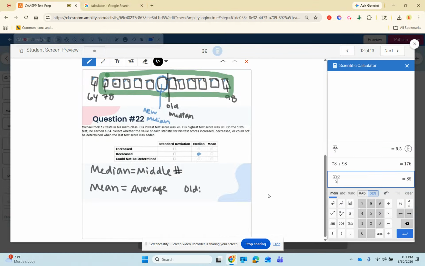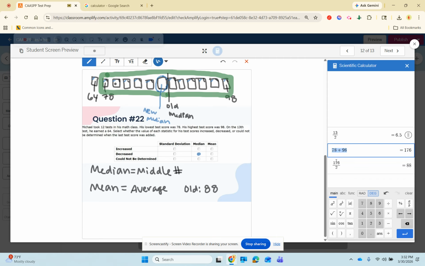176 divided by 2, just to see. This is definitely not what it actually is, because again, we don't have all the values, but just to get some sort of visual, we're working with what we've got. And now if we add that 64 to it, let's see what happens.